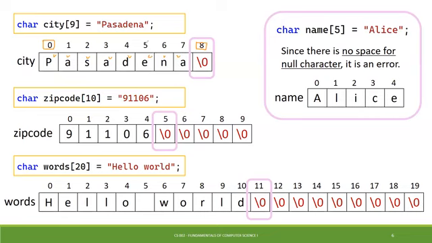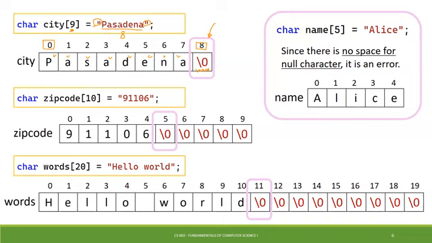And look at this one. When you create a space and save data using double quotes, the compiler will always add a null character at the end automatically. So even if there are 8 letters, because of this null character, you should always have one more space.